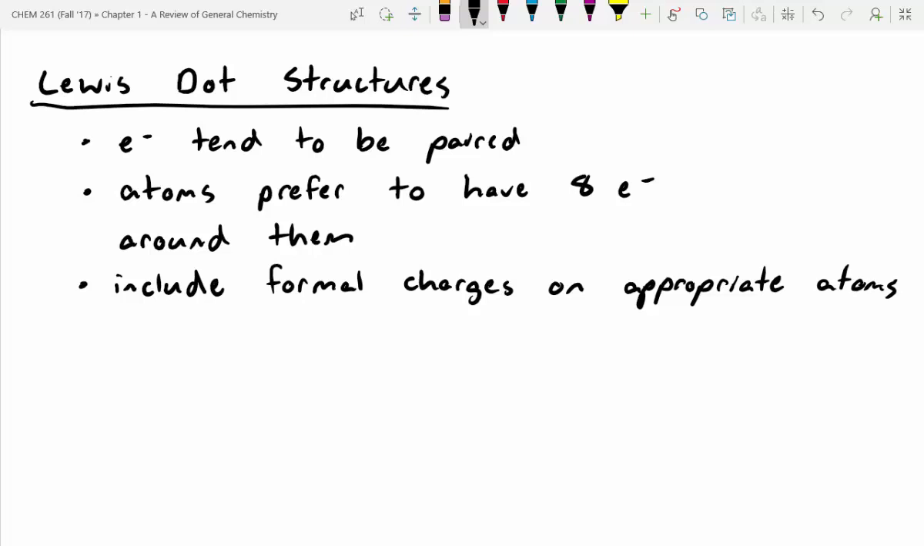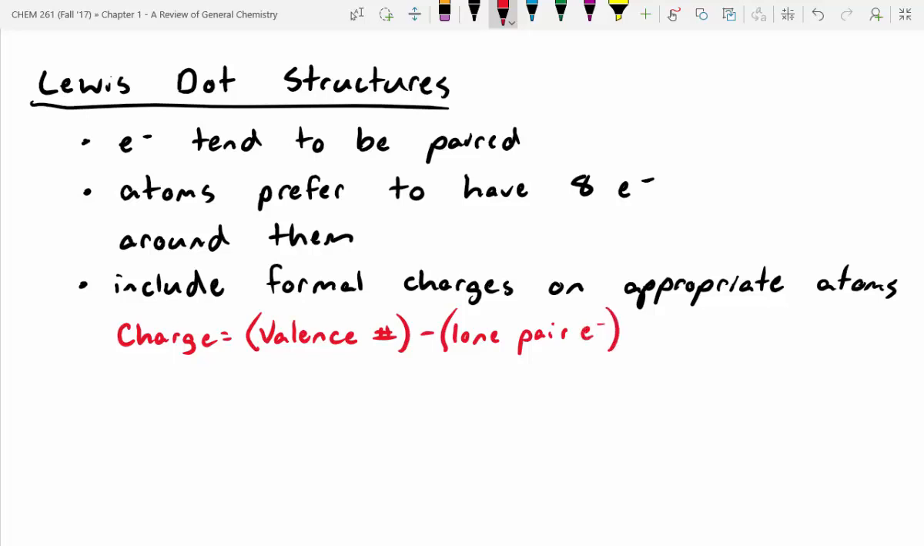And there's a really simple thing you can do to determine formal charge. You can take the valence number, then subtract your lone pair electrons, minus half of your bonding electrons. We don't count them all because they're shared between 2 atoms, so only count half of those.